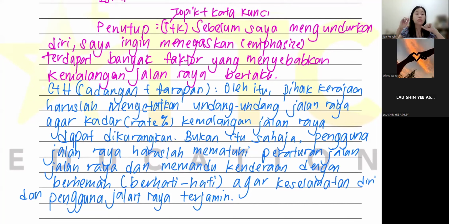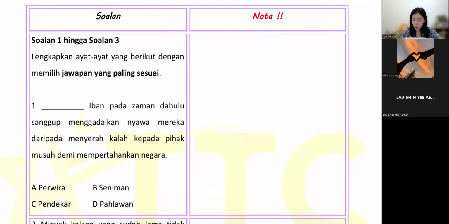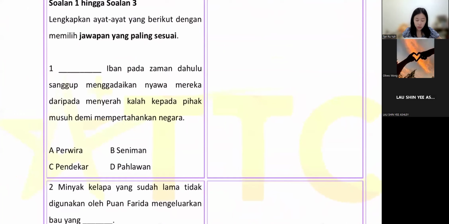Can I? Okay, welcome. So can I continue? Okay, no more writing. I know it's very tiring reading. Okay, now let's go for bahagian A for kertas satu. Okay, everyone can answer one question. Okay, now let's start.